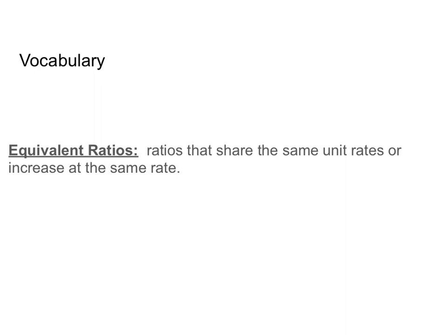Okay. So let's look and see what equivalent ratios are. So go ahead and write this down. Equivalent ratios is ratios that share the same unit rate or increase at the same rate. So if the unit rates are the same, then you have an equivalent ratio. If they increase at the same rate, then the ratios are equivalent.